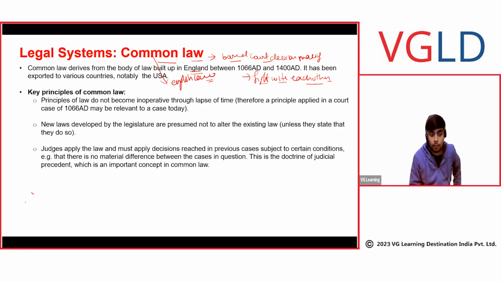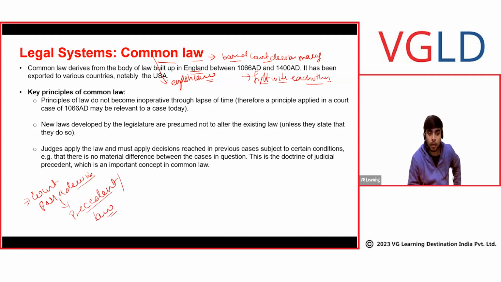Once the court passes a decision, this decision would later on be called a precedent, or a kind of law. What is a precedent? Let's say the court decides something for a particular case, and if a similar situation occurs again in the future, the people don't have to go back to the court.